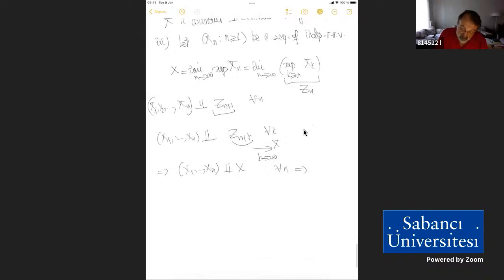And as X is independent with respect to the sigma algebra generated by the Xk's, this implies that X is independent of itself. This is deep mathematics. Hence, this implies that X is almost surely a constant.